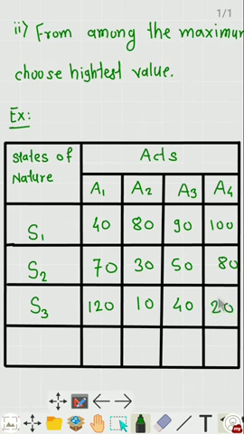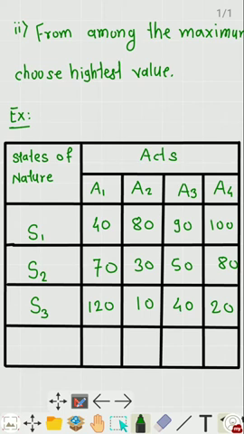Let us first understand what the table gives. For this state of nature, if I perform this act, we have a profit of rupees 40. For this act we have a profit of rupees 80. For act A3 we have a profit of 90 rupees, and for act A4 we have a profit of 40 rupees. Similarly, all these entries represent the profits.